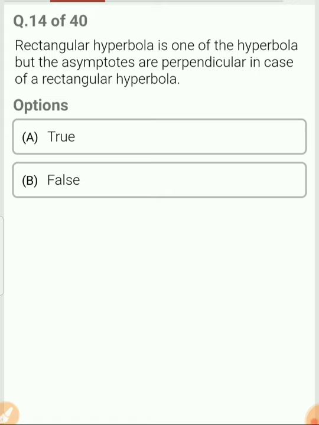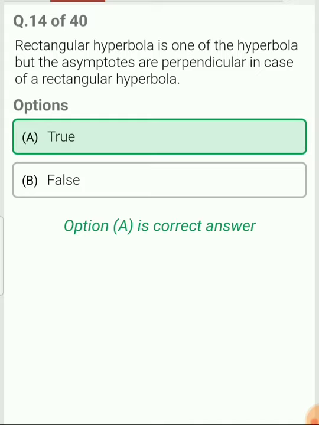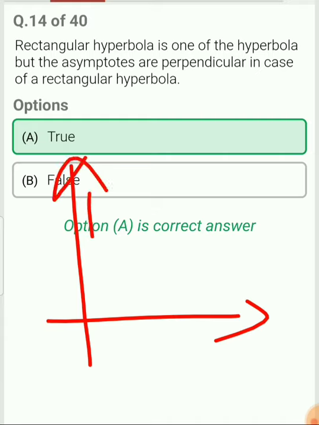Question 14. A rectangular hyperbola is one of the hyperbolas, but the asymptotes are perpendicular in the case of a rectangular hyperbola. Yes, true. We have perpendicular asymptotes. An asymptote is a tangent line which touches the curve at infinity. So these are the two tangent lines, and this is the rectangular hyperbola. These two tangent lines touch the curve at infinity, so they are considered asymptotes.